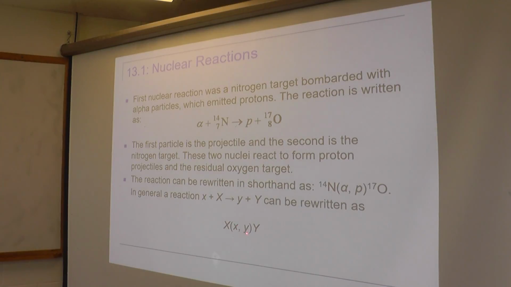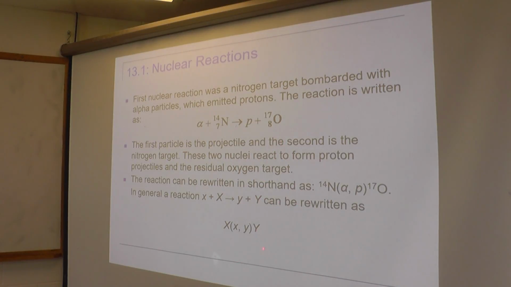I don't know if you necessarily need to get bogged down in trying to follow these notations, but one of the things they'll do is use a lowercase letter to represent the projectile. So in this case, the alpha particle might be x, for example. They'll use the uppercase to represent the target, so this would be the bigger nucleus, the nitrogen nucleus right here, and this would be the proton, and that would be the oxygen nucleus right there.